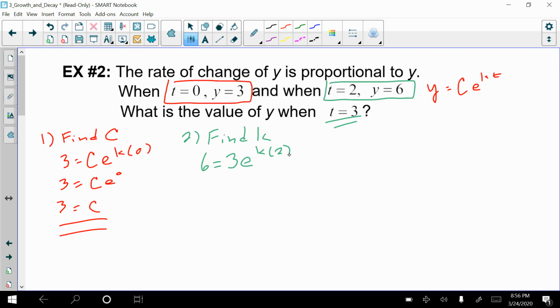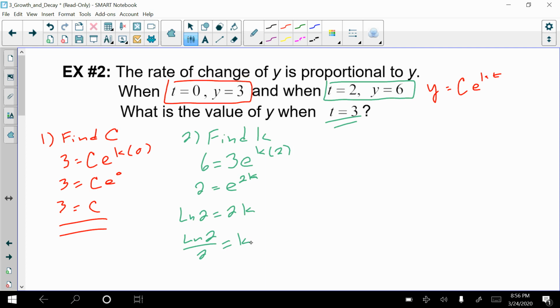So begin by dividing both sides by 3, because 3 is multiplied to e. And so that'll give you 2 is equal to e to the 2k power. Let's just write that in a more standard notation. And at this point, the only way that we can get k out of the exponent spot is to convert the exponent into a logarithm. So again, properties of logarithms, we'll use a log loop here. So I will take the natural log of 2 will be equal to 2 times k. So that means the natural log of 2 divided by 2 is equal to k.